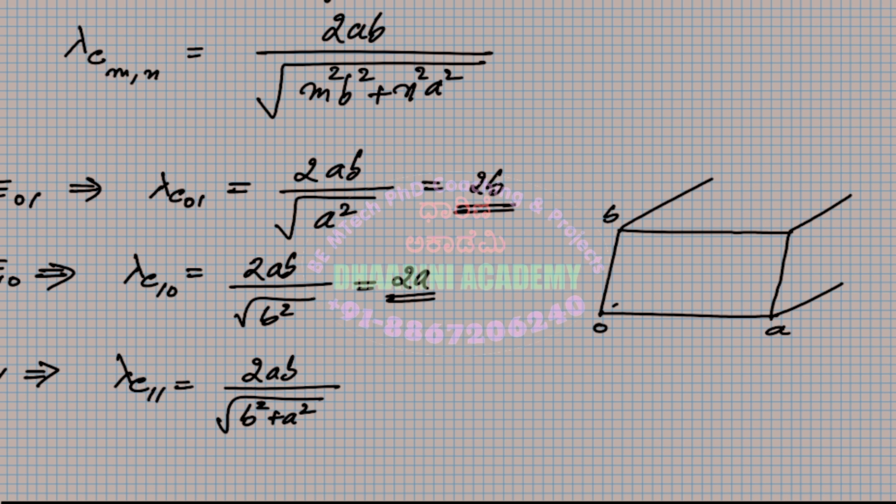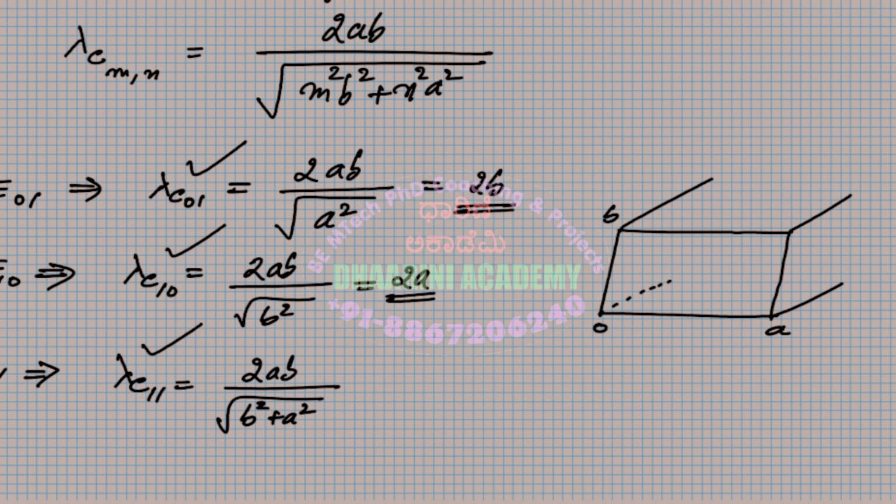My question is, out of the three terms which you see here, lambda C01, lambda C10, lambda C11, you need to find out which is the bigger one out of these three lambda cutoff values. Which value will be the highest? Which is the largest lambda, the largest cutoff wavelength?